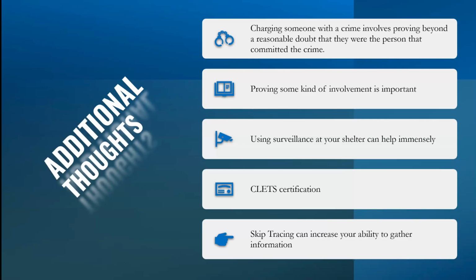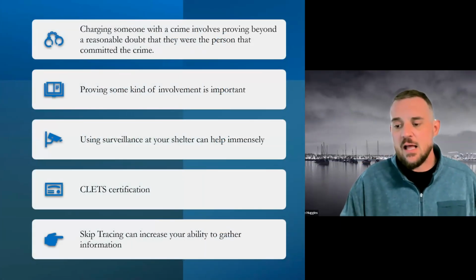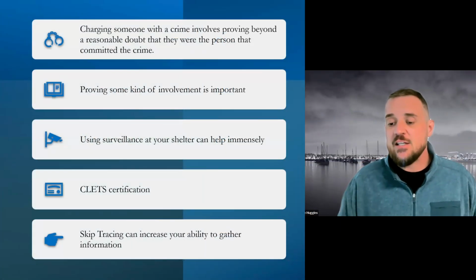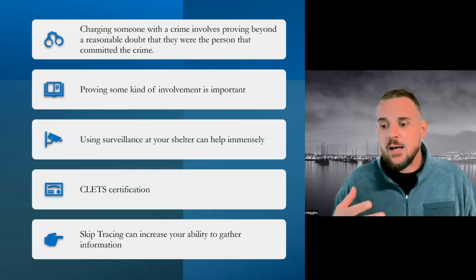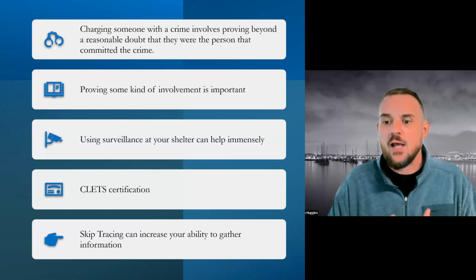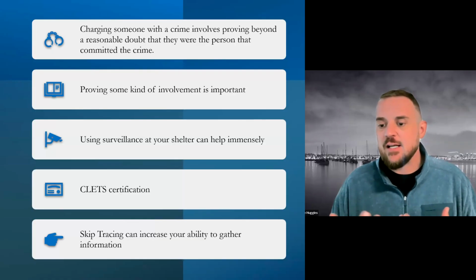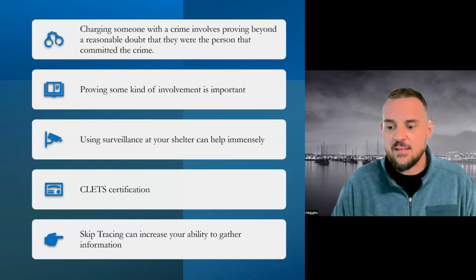We also have to prove that there was some type of involvement. Using surveillance, you're going to see some videos of surveillance from a shelter. CLET certification is actually California specific, but every state should have some type of understanding or rules around who can get what type of information, like wants and warrants, DMV information. So make sure your team has the right certification to access the information that they need.